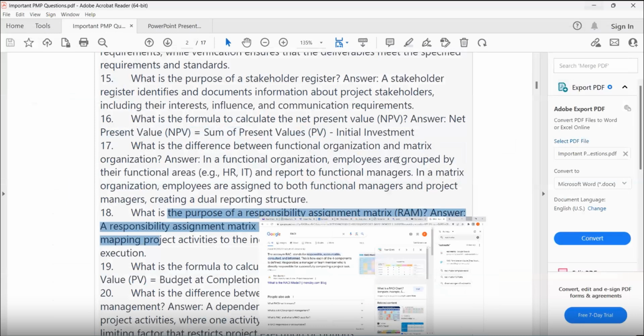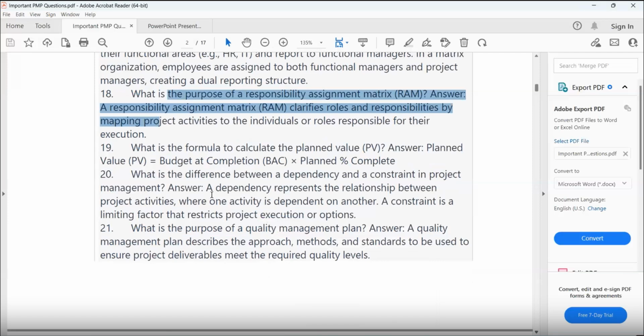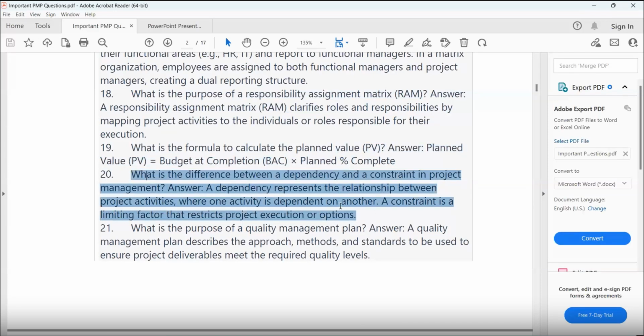Planned value is budget at completion multiplied by percentage of complete work. What is the difference between a dependency and a constraint in project management? A dependency represents the relationship between project activities where one activity is dependent on another. You cannot do one without the other. Painting cannot be done without plastering. A constraint is a limiting factor that restricts project execution or options. You are constrained if, let us say, no funding has come, or some required equipment has not come, and you cannot proceed.